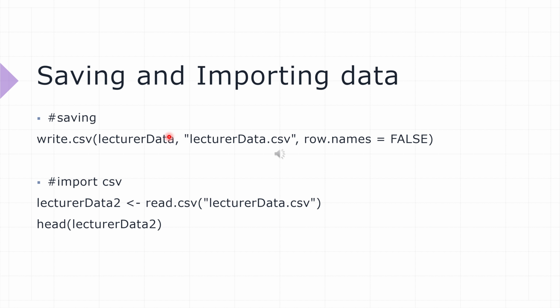Saving to CSV and reading it back. write.csv(lecturerData, "lecturerData.csv", row.names = FALSE), then lecturerData2 <- read.csv("lecturerData.csv"), and head(lecturerData2). Round-tripping data is handy for sharing with friends, co-authors, or your future self.